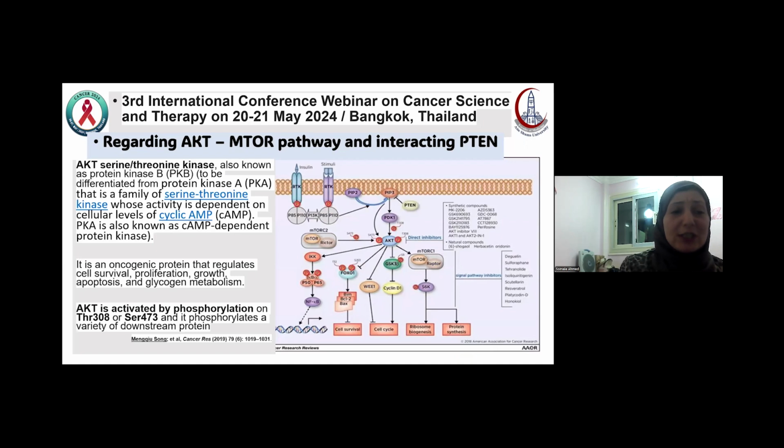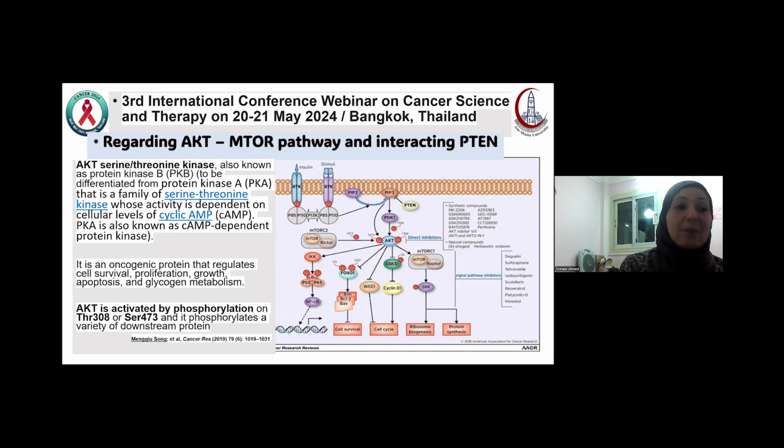Regarding the other pathway, the AKT-mTOR pathway, AKT is a serine threonine kinase. What do we mean by serine threonine kinase? This is a protein that is activated by phosphorylation at serine or threonine amino acids. So serine and threonine are the amino acids present in these proteins. Once these amino acids are phosphorylated, this AKT protein will be activated and can perform its function.